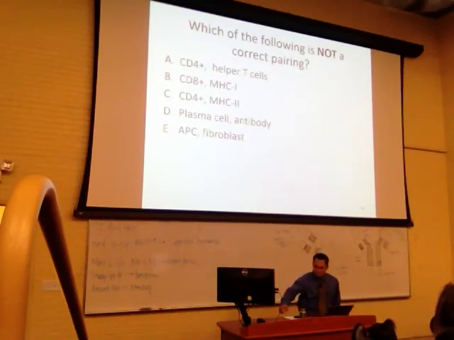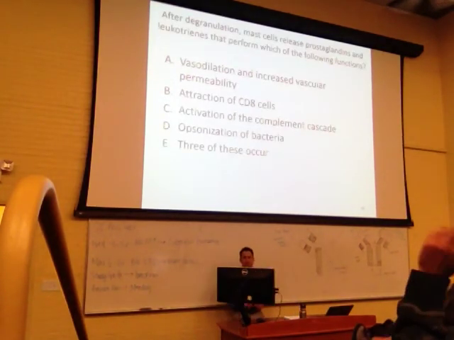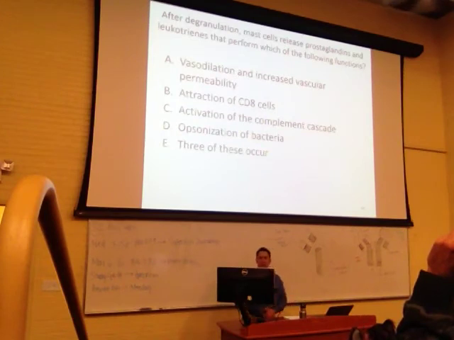Okay? All right, next question. After degranulation, that means they dump their granules, mast cells release prostaglandins and leukotrienes. These perform which of the following functions?